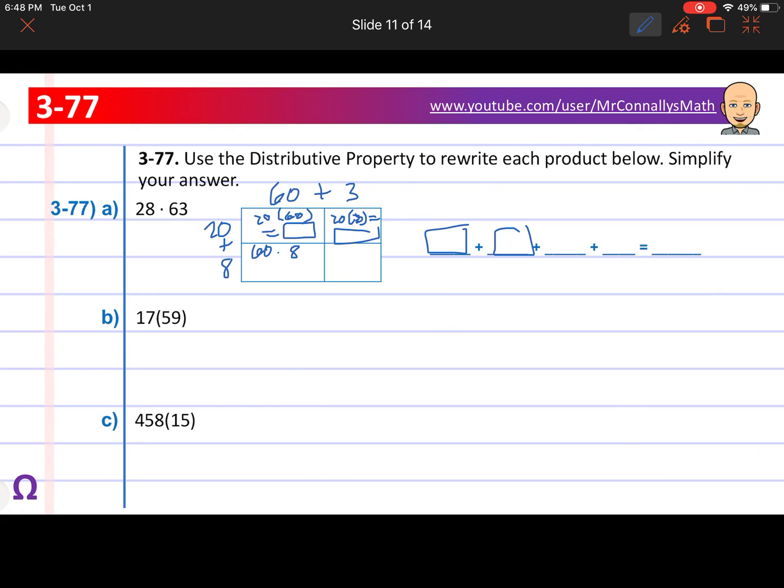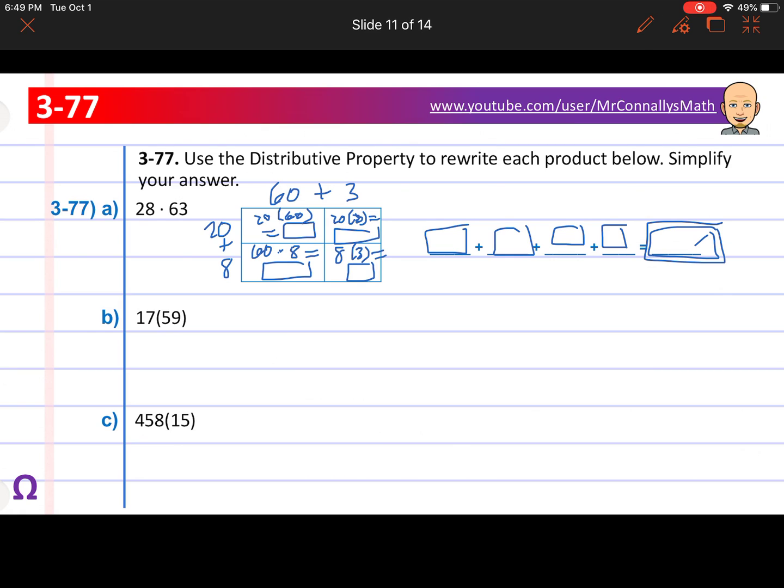60 times 8. Let's use a dot. Maybe that's easier. 60 times 8, that answer goes here. And then 8 times 3 is 24. That answer goes here. Once you add them all up, you'll have your grand answer right there. Go ahead and do that. Pause if you need to, or come back to it later.